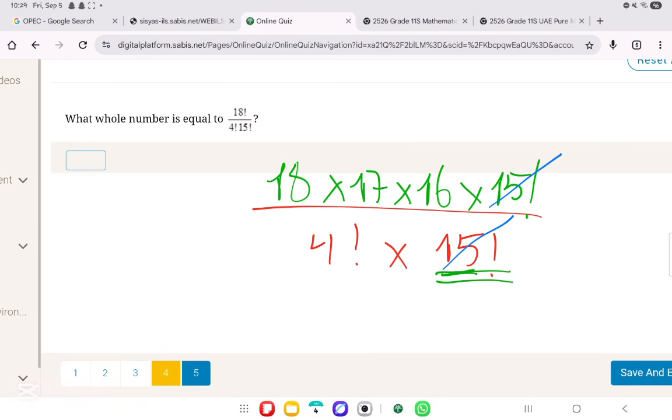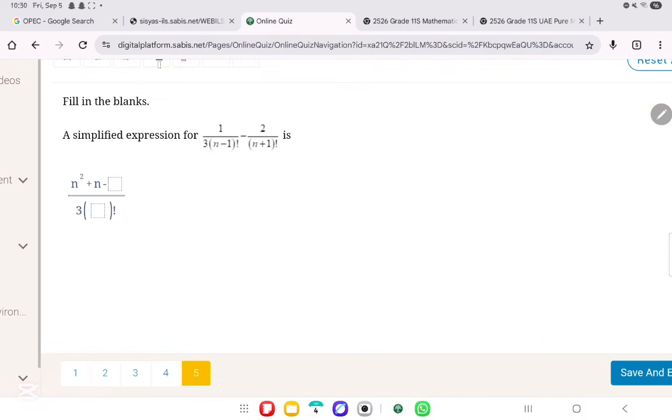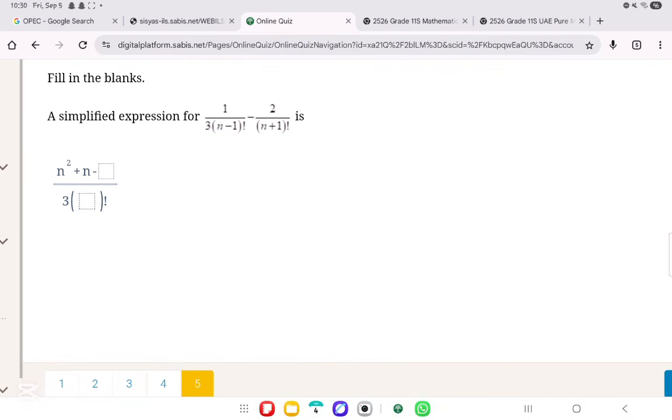18 times 17 times 16 over 4 factorial, and you are supposed to get an answer of 204. Let's move on to the next question, which is question number 5. Very important question. A simplified expression for this minus this is.